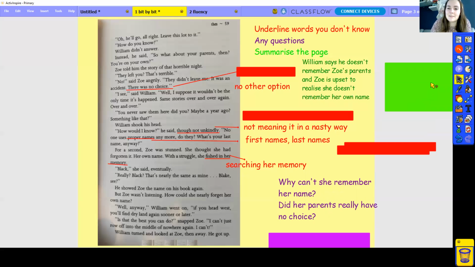Okay, and then summarising what happened. William says that he doesn't remember Zoe's parents, and Zoe's upset to realise she doesn't even remember her own name. So this section here is kind of slow.